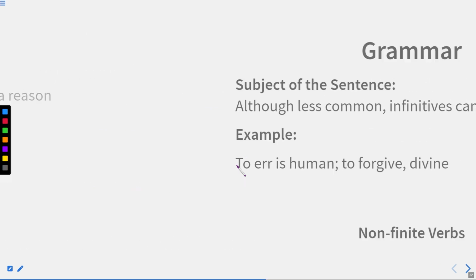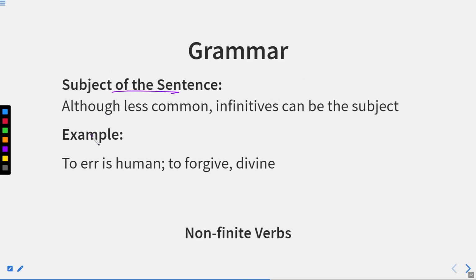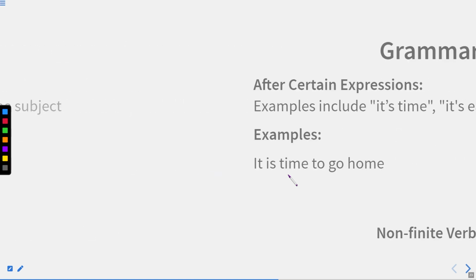Now, let us move to the next one. Subject of the sentence. Although less common, infinitives can be the subject. To err is human, to forgive divine. Now, you must have heard this proverb that a human is a being who will definitely make mistakes. But if you forgive anyone, it means you are divine, or you have the nature of the divine. Now, let us move to the next one.